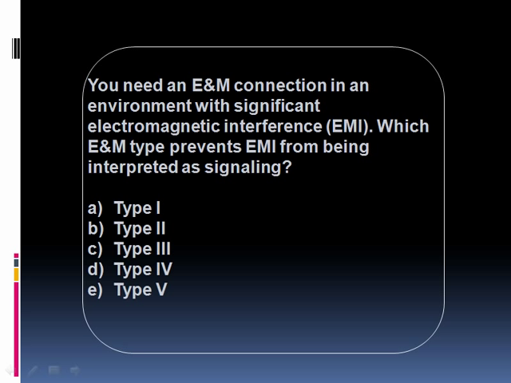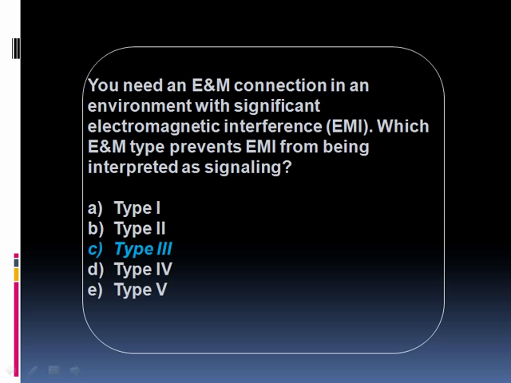And the E&M type that can help prevent that is E&M type 3. E&M type 3 is what we're looking for here. Some of the characteristics of the other E&M types we wanted you to know about. Type 1, most common in North America. Type 5, most common outside of North America. But both of these types required a common ground.